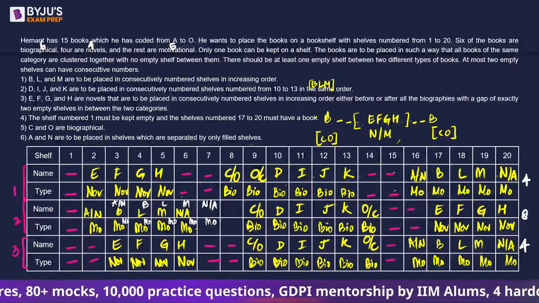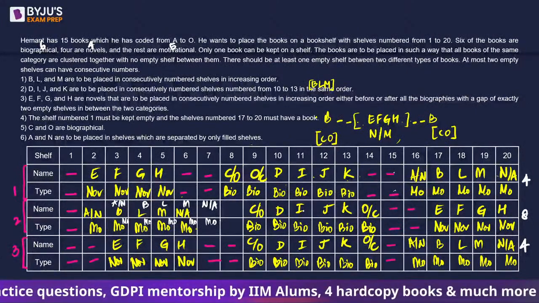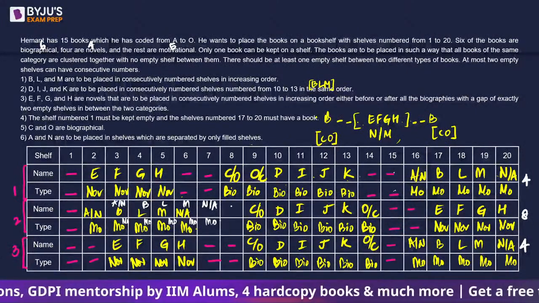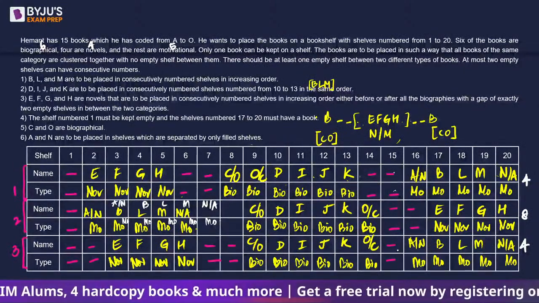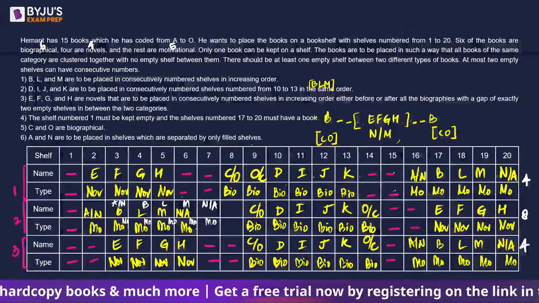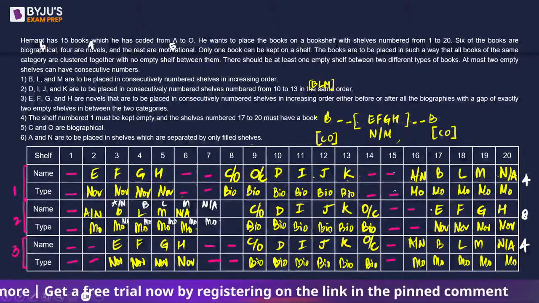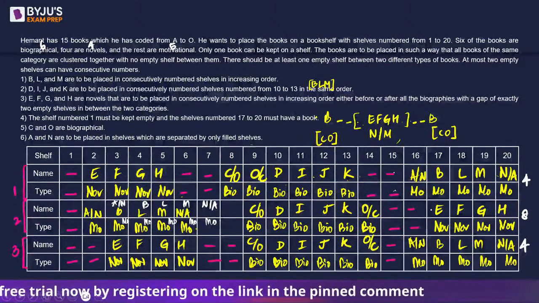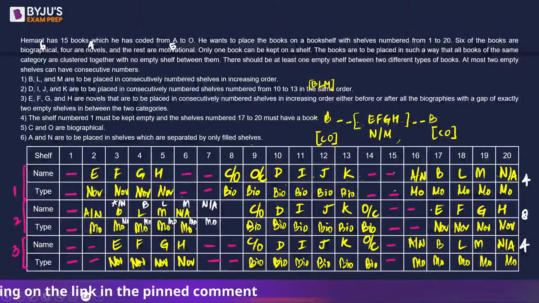All the books of the same category are clustered together. Perfect. With no empty shelves between them. There should be at least one empty shelf between different types of books. We can see they are not consecutive. At most 2 empty shelves can have consecutive numbers. So nowhere we have left 3 empty shelves. या तो एक empty है या 2 empty है between categories. Right? Before or after. In both the cases.